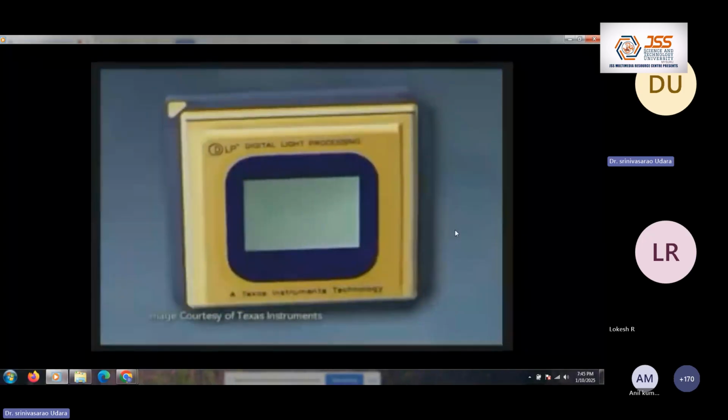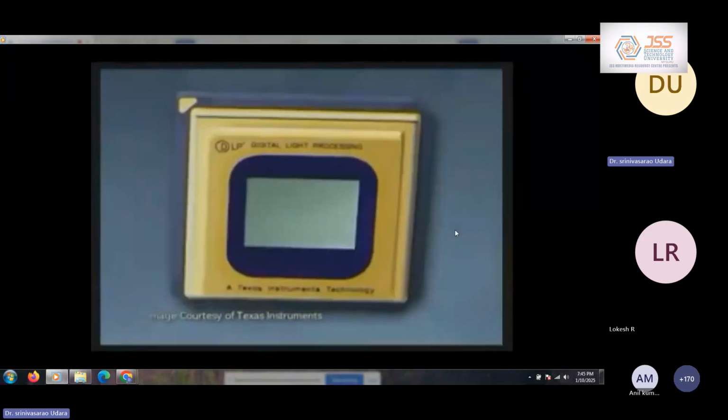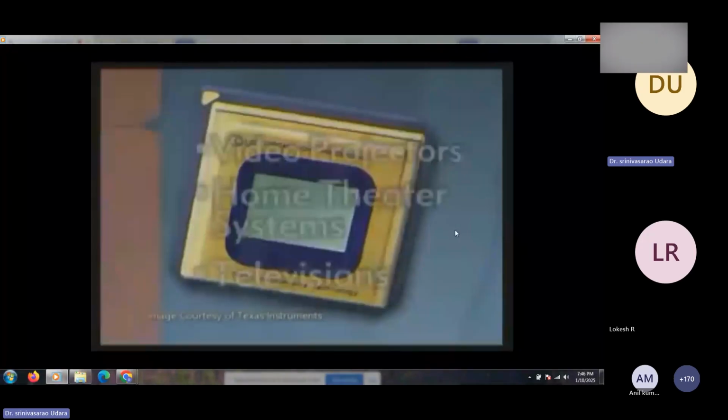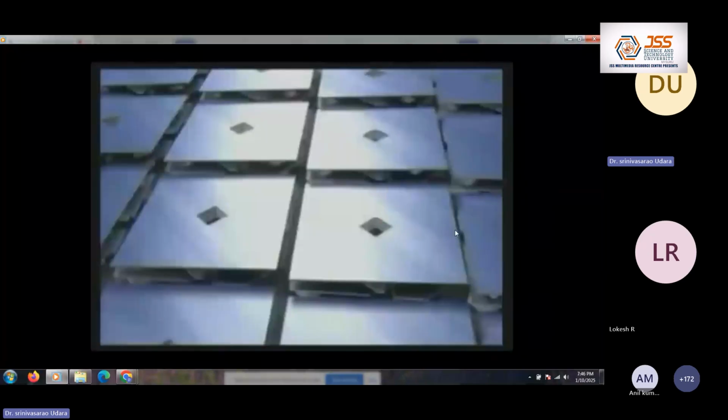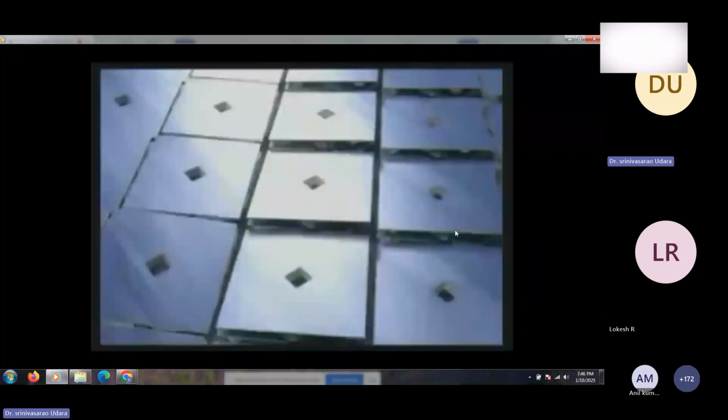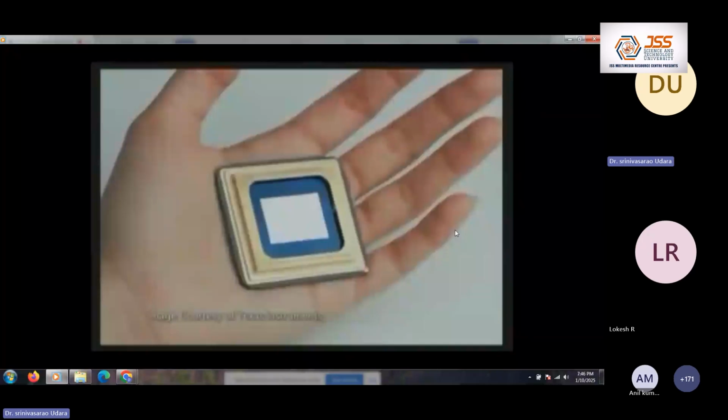The MEMS micromirror device, or DMD chip, is used in modern video projectors, home theater systems, and televisions. This chip uses microscopic moving mirrors to improve the image quality and overall reliability of these products. The micromirror device is, in its simplest form, a light switch made of millions of hinge-mounted mirrors.